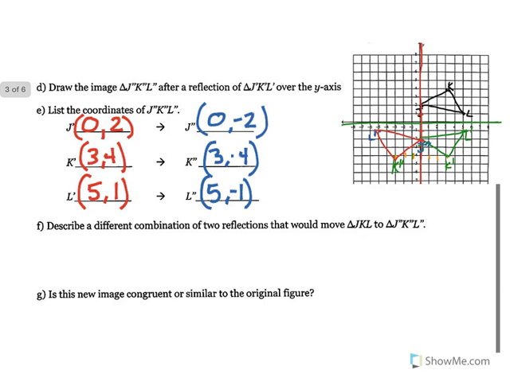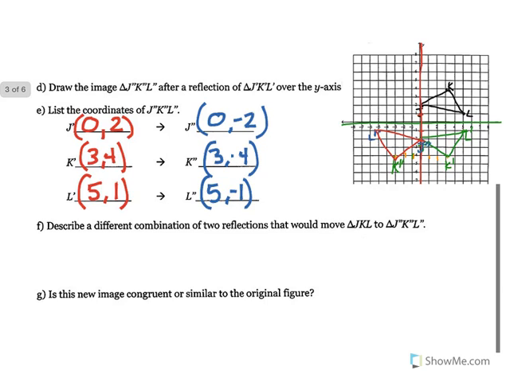Okay, part F says describe a different combination of two reflections that would move triangle JKL to triangle JKL prime prime. So it's asking you, how else could we get from the black triangle JKL, the original, to JKL prime prime, which is the red triangle. So we performed a reflection across the x-axis, then we reflected across the y-axis to get to the red triangle.